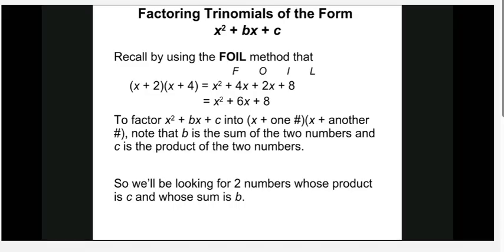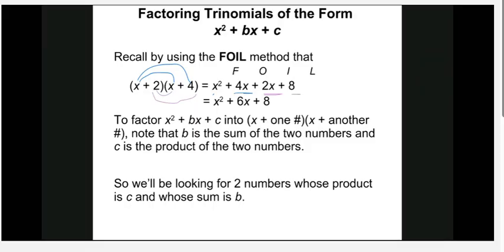For example, if I have (x + 2)(x + 4), this is called FOIL. First term times first term, you get an x squared. Then the middle one: x times 4, you get 4x, and then 2 times x, you get 2x. And then 2 times 4, you get 8.